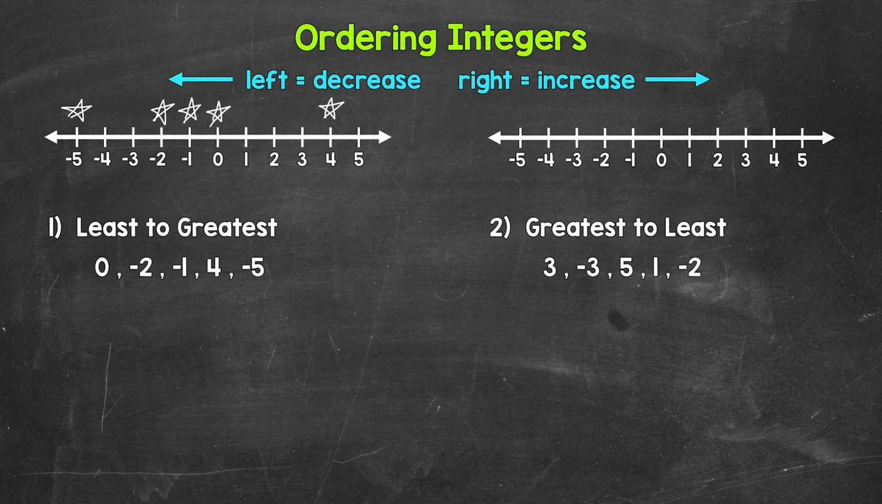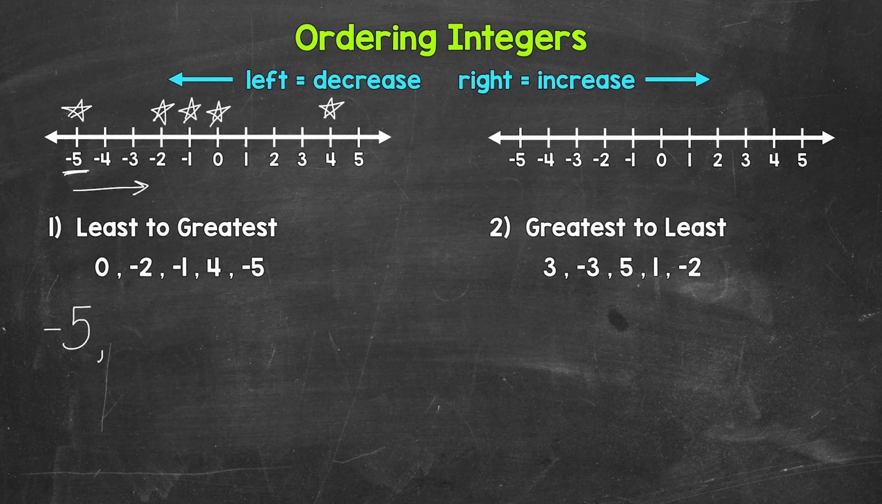And remember, the further left, the smaller the value. The further right, the greater the value. So the integer furthest to the left will be our least, which we need to start with. That's going to be -5. So let's start with -5, and now we can go from there.